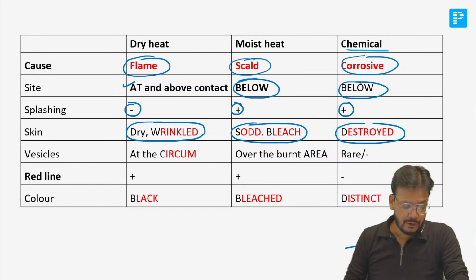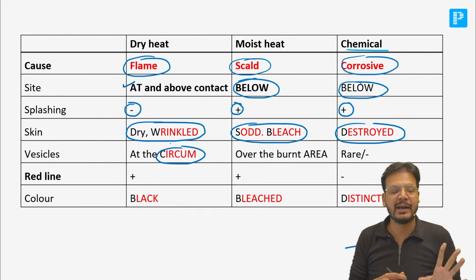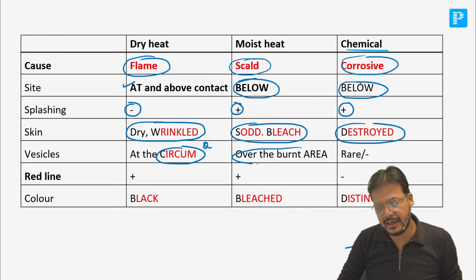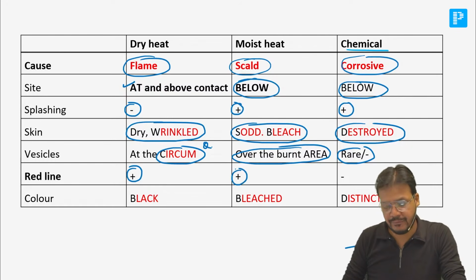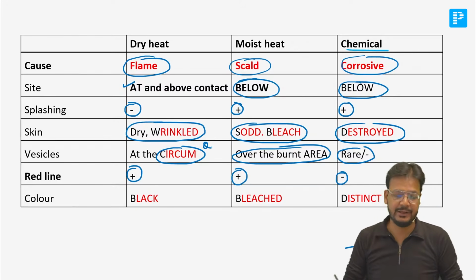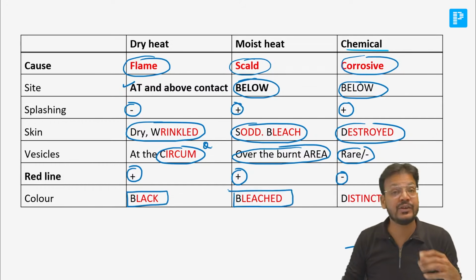Yes. Vesicle at the circumference surrounding the burn, that is a dry heat burn. This is a very important point. At the circumference in dry heat burn, over the burnt area in moist heat burn, rare in chemical burn. Very important, sir. Red line present in both burns, first and second. In chemical burn, red line and blisters are absent. Here color is black, here color is bleach. कलर चेंज हो जाएगा, ब्लीच हो जाएगा.